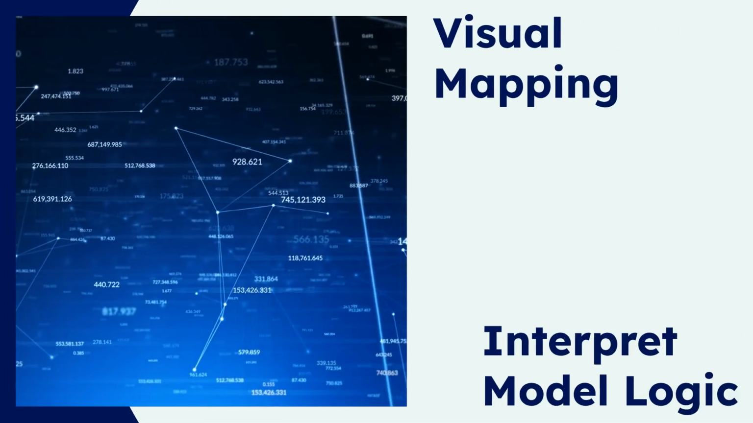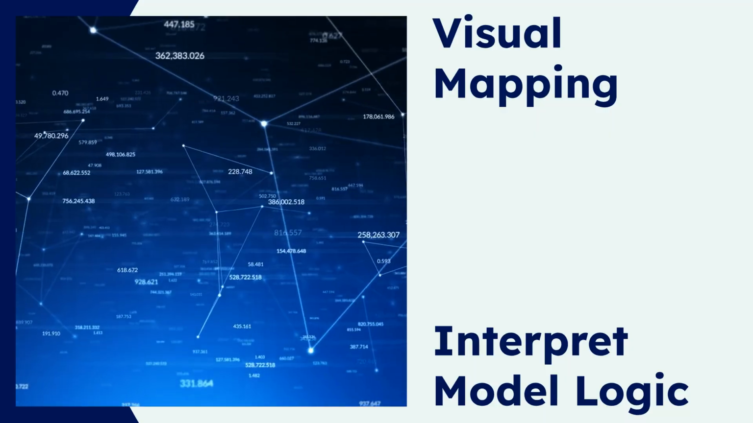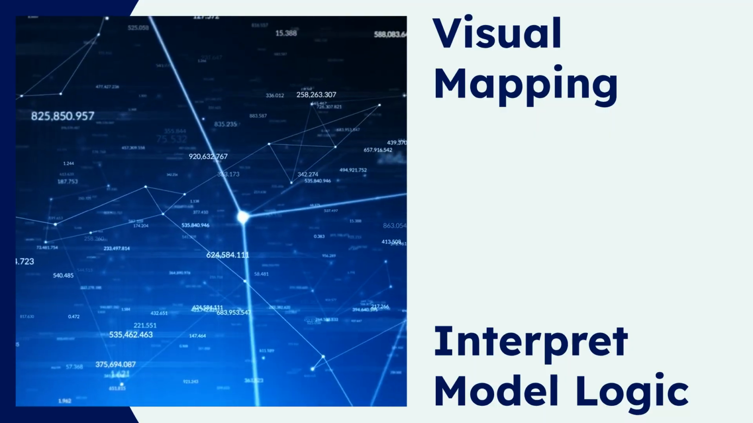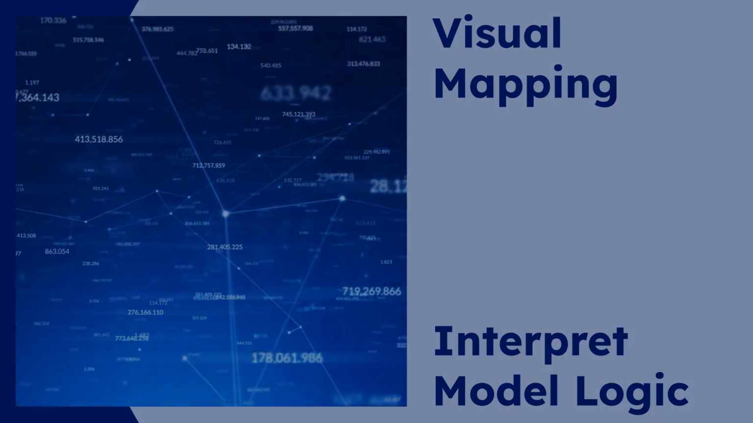Visualization makes decision trees easier to understand. Each node represents a feature-based decision, and branches show possible outcomes. By mapping the structure visually, we can better interpret and communicate the logic behind the model.